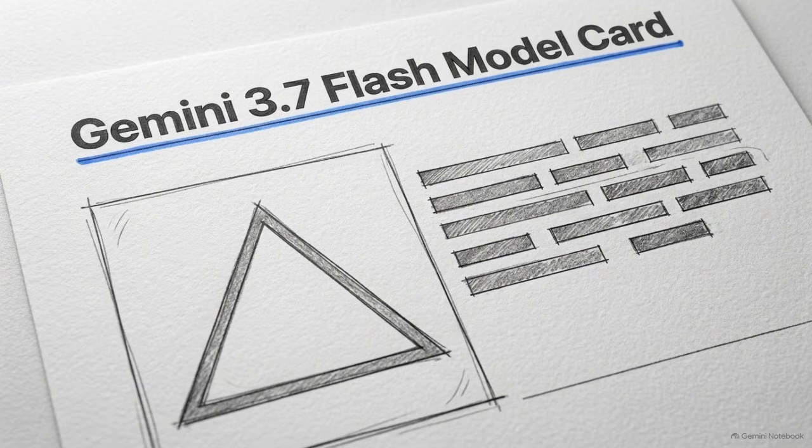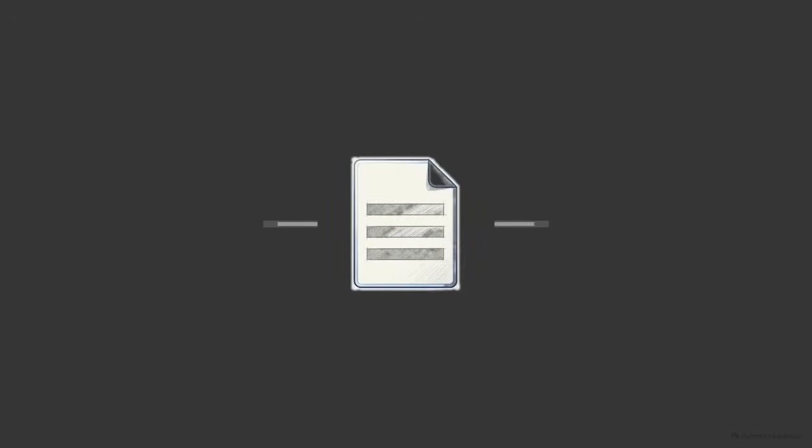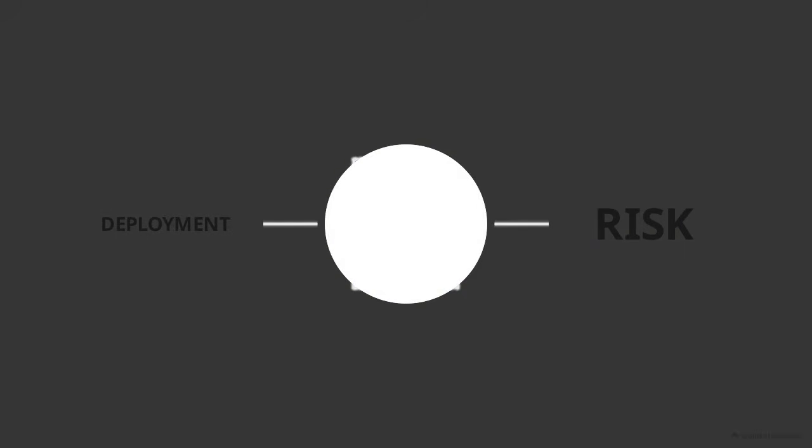You open a new 9-page model card from Google DeepMind, Gemini 3.7 Flash. You want to answer 2 simple questions before deploying it. Is this model capable? And is it safe?